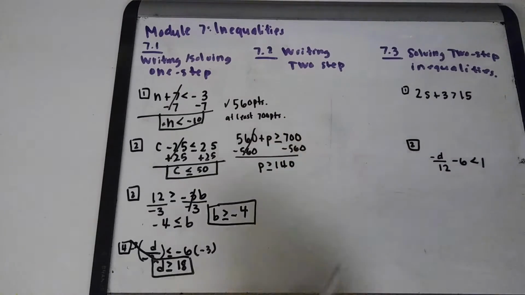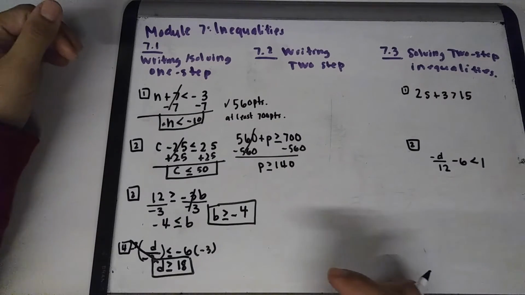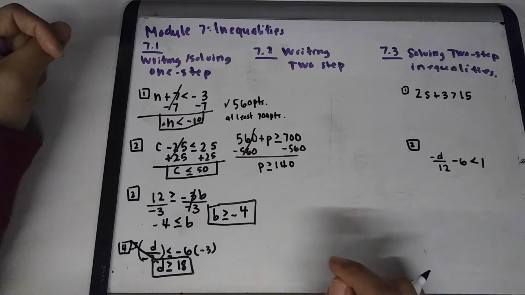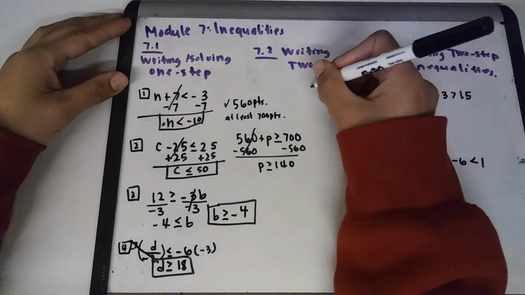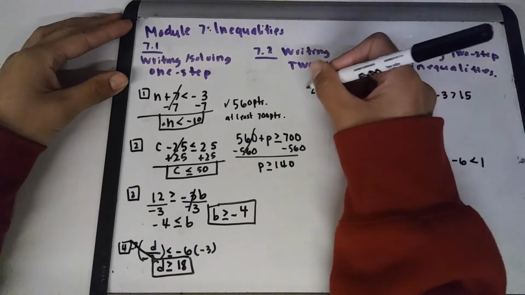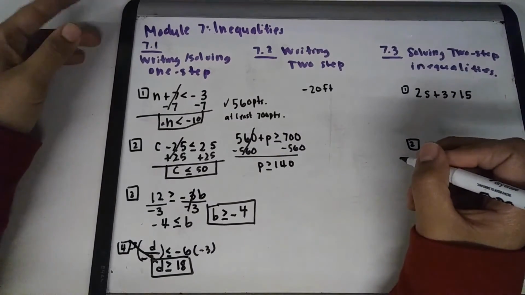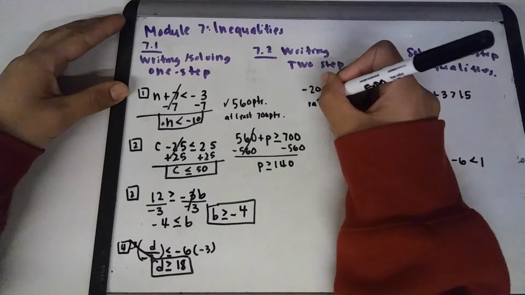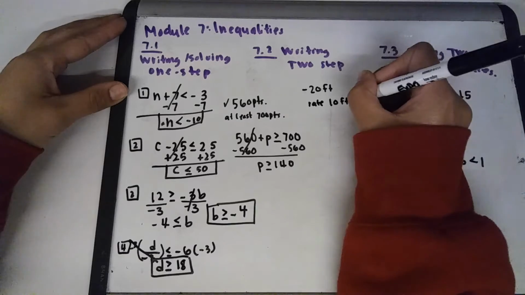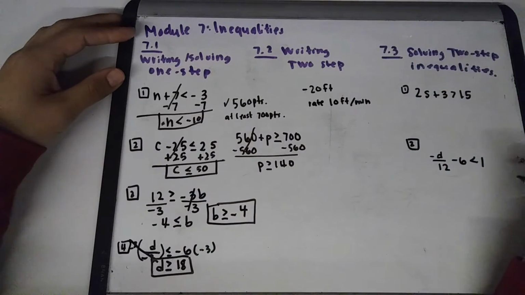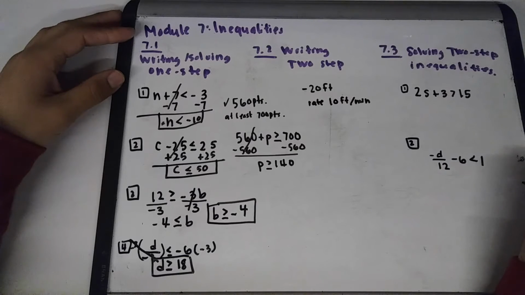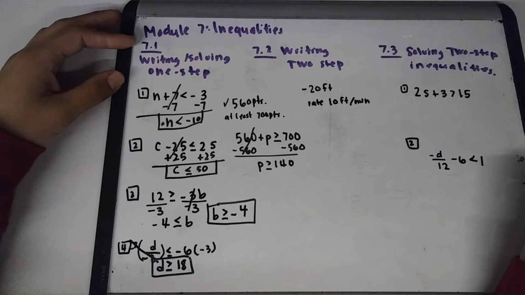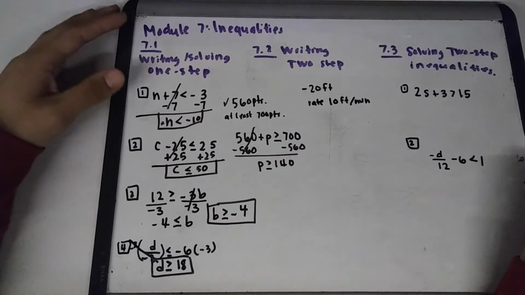So here we go. Now writing a two-step inequality. Imagine that you are scuba diving and you are descending to a point 20 feet below zero. So 20 feet below sea level, that will be a negative. Then it says that you continue your descent at a rate of 10 feet per minute. We need to write an inequality to find the number of minutes that you're going to have to continue your descent if you don't want to go below 100 feet.